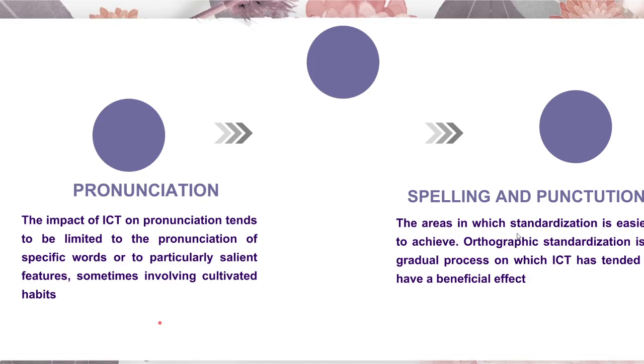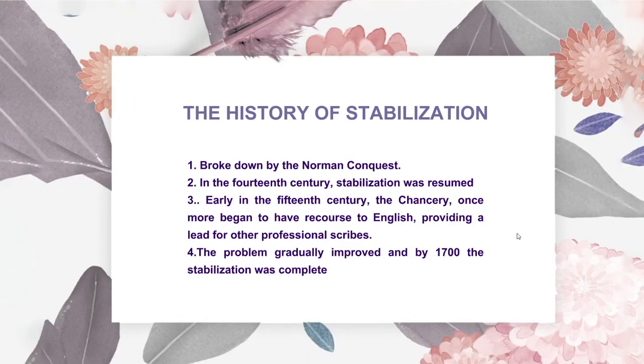And the next material is the history of stabilization. The first one is that it was broken down by the Norman conquest. The second is that in the 14th century, stabilization was resumed. Third, early in the 15th century, the country once more began to have recourse to English, providing a lead for other professional scribes. Fourth, the problem gradually improved, and by 1700, the stabilization was complete.